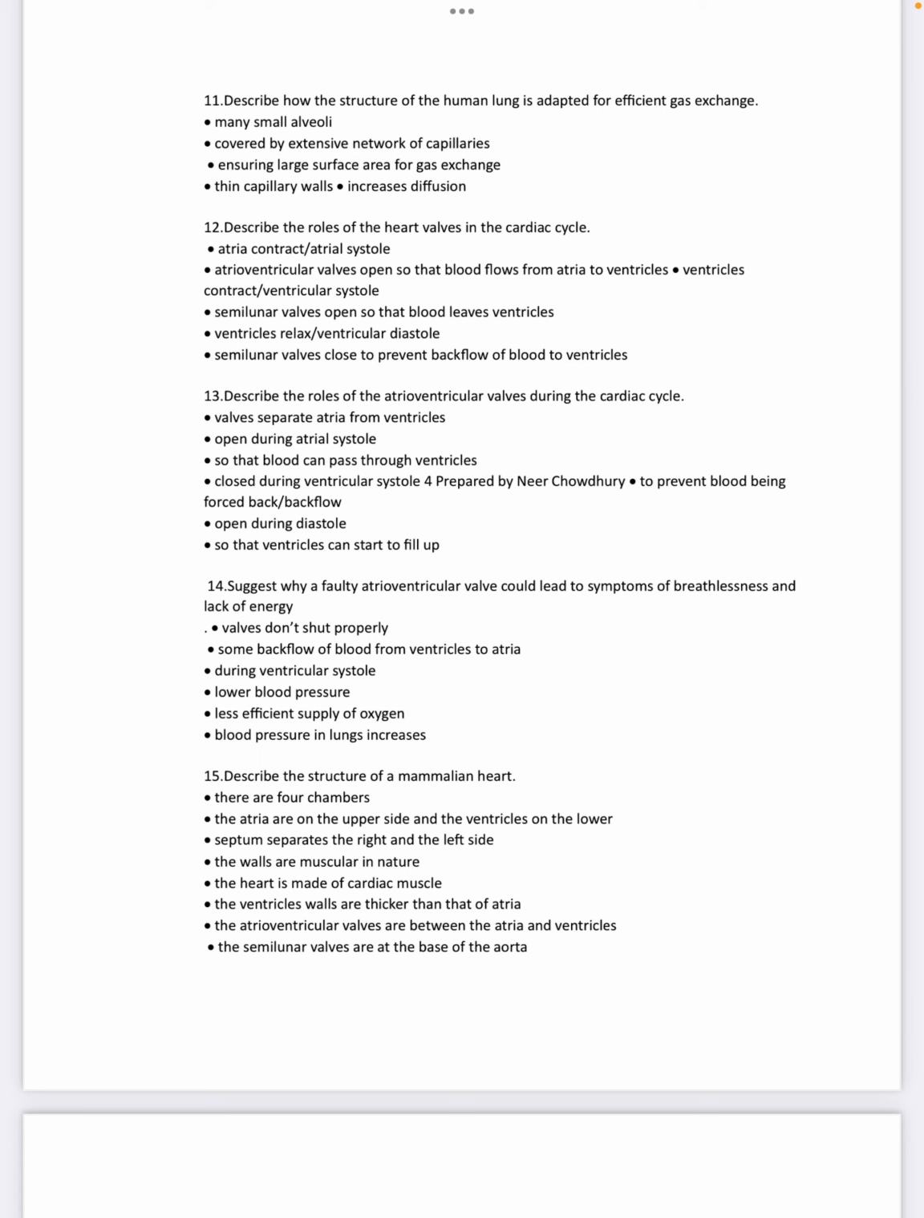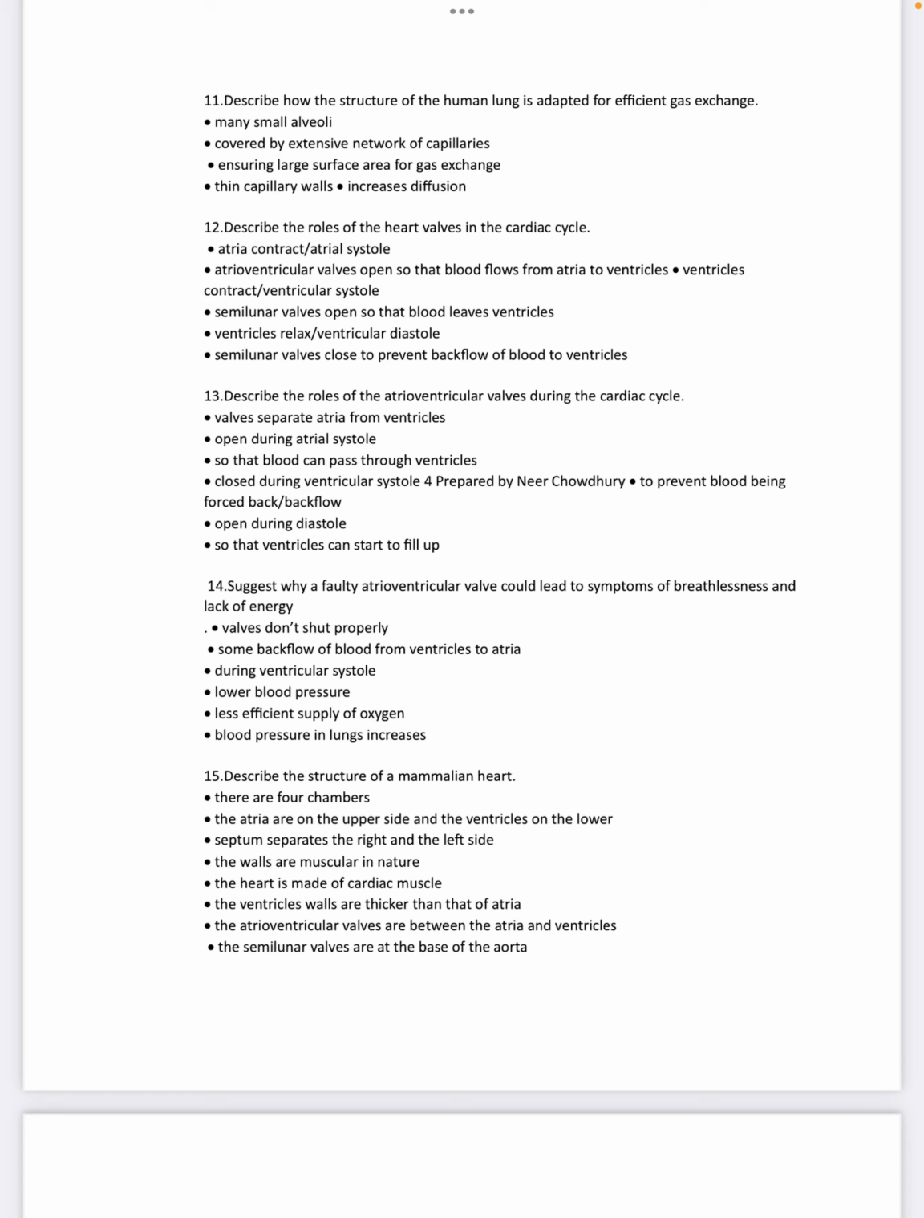Question number 11. Describe the role of the heart valves in the cardiac cycle. Atria contract, which is the atrial systole. Atrioventricular valves open so that blood flows from atria to ventricles. Ventricles contract, ventricular systole. Semilunar valves open so that blood leaves the ventricles. Ventricles relax, ventricular diastole. Semilunar valves close to prevent backflow of blood to the ventricles.